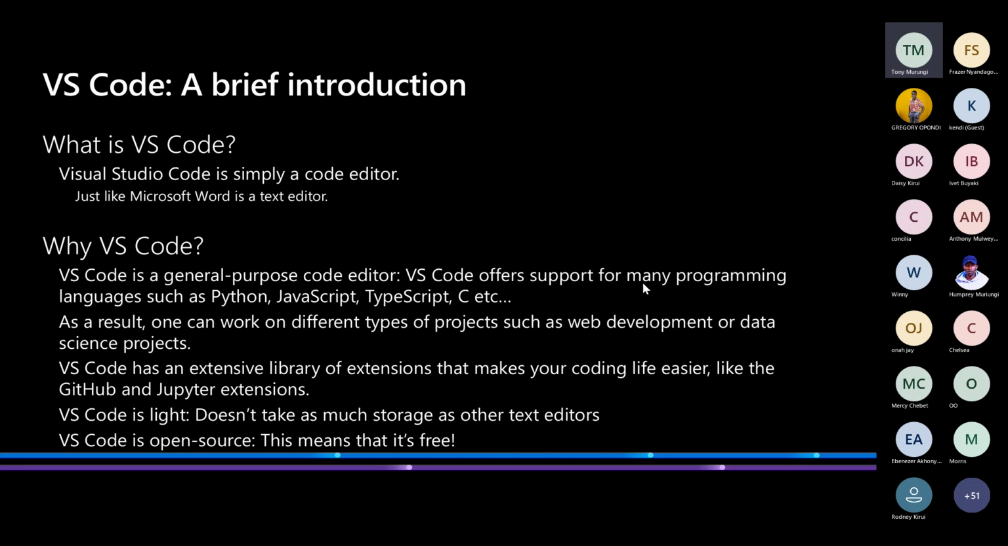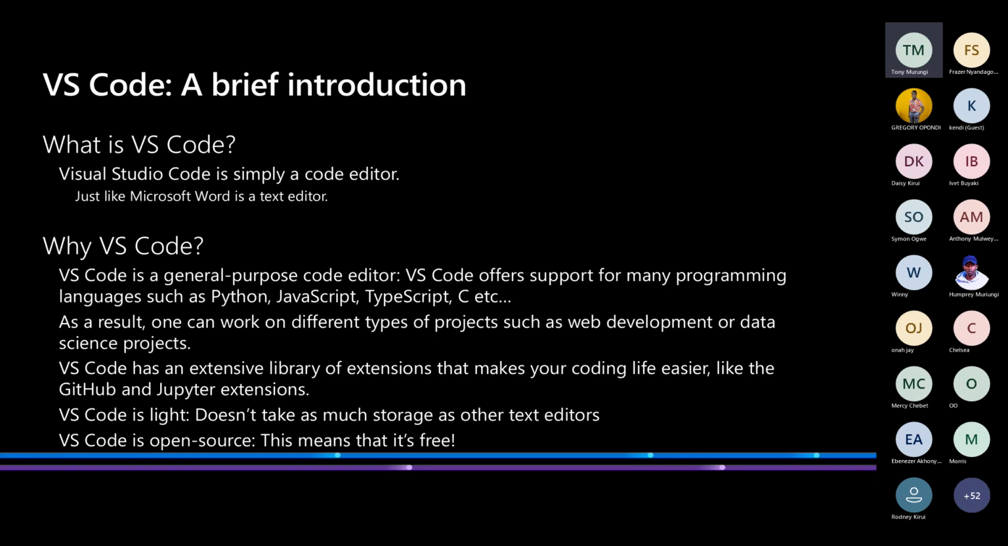So VS Code is a general purpose code editor. It offers support for many programming languages such as Python, JavaScript, TypeScript, C, C++, Java. As a result of this, you can work on different types of projects. You're not limited to, let's say, web development or data science. You can do all of it in VS Code.